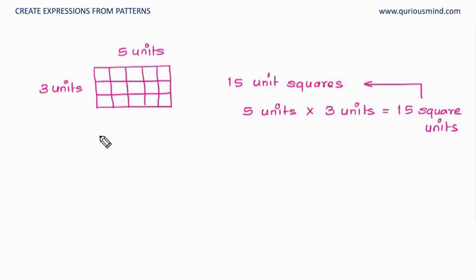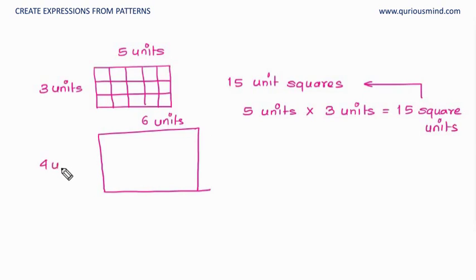We repeated this exercise for another rectangle which had 6 units length and 4 units breadth. And we found the area was 24 unit squares, and which was again equal to 6 units into 4 units.